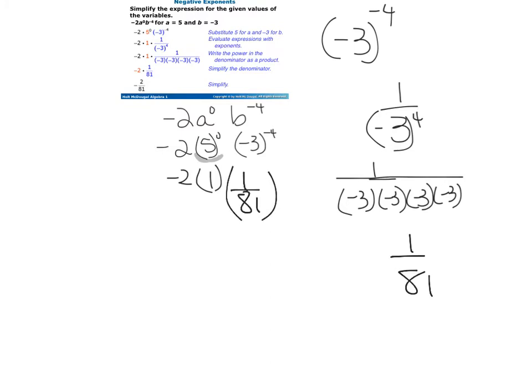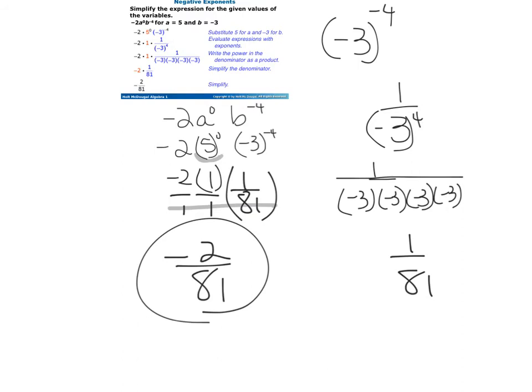Now I'm going to multiply what's left. So I can put 1s underneath these. So -2 times +1 times +1 is -2. And then straight across the bottom gives me 81. And that's your answer. So you will be simplifying these exponents. We are not using calculators. You will have to do all this multiplication by hand.